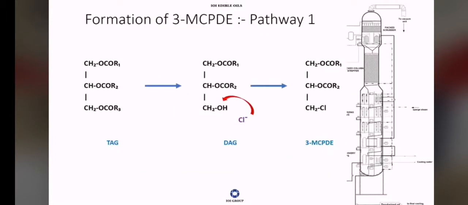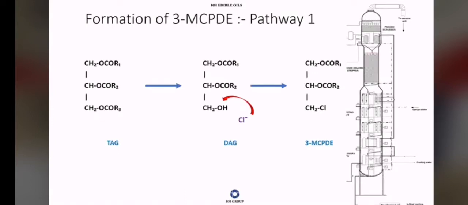Next slide, please. Okay. What you see here is TAG, triglycerides, that lose a fatty acid due to high temperature and presence of moisture, and forms DAG. And that DAG, with the presence of chlorides in that high temperature environment, can then become 3-MCPDE. The picture on the right-hand side is a deodorizer. Okay, it's a deodorizing column.